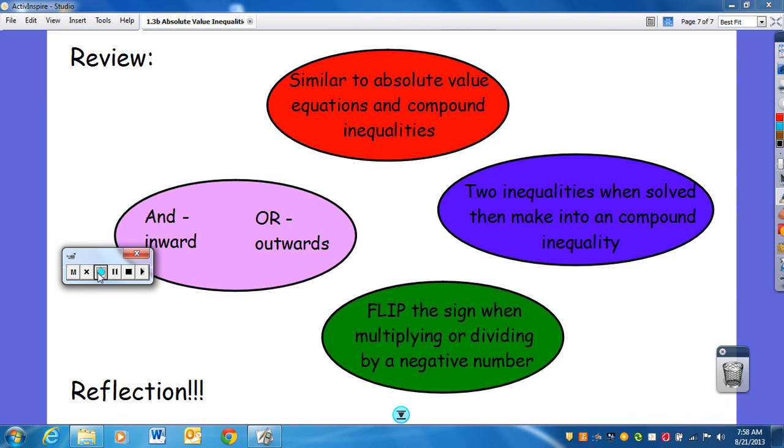So let's review. Absolute value inequalities are similar to absolute value equations and to compound inequalities. Remember, if it's an and situation, we're shading inward. If it's an or situation, we're shading outwards. Two inequalities, when solved, are then made into the compound inequality. And be sure that you flip the sign when you're multiplying or dividing by a negative number.